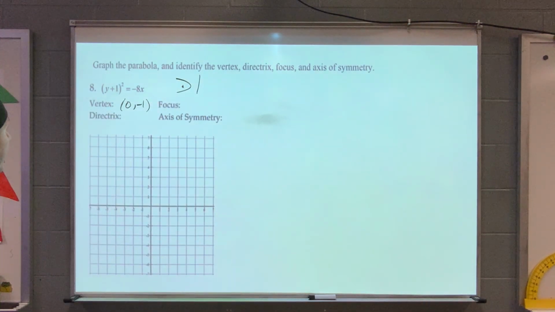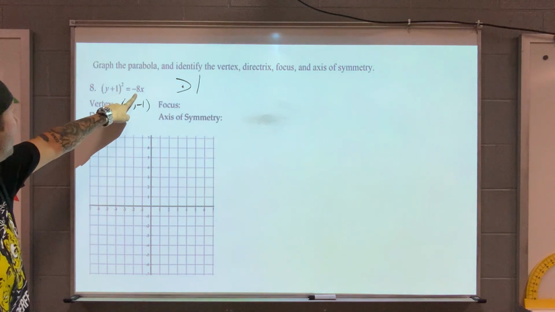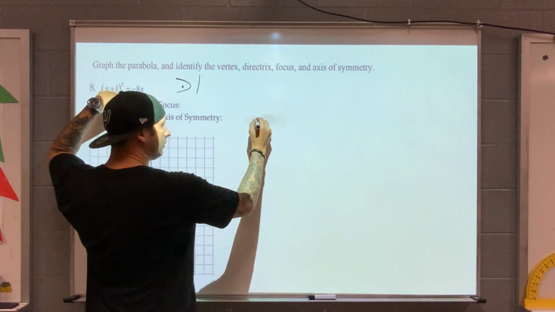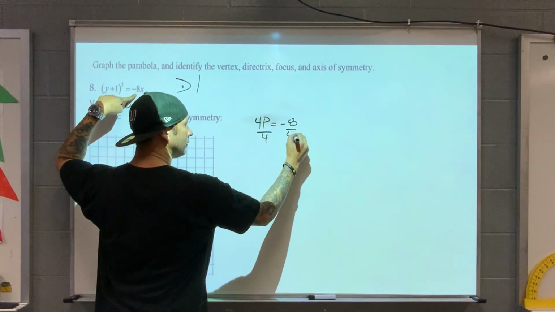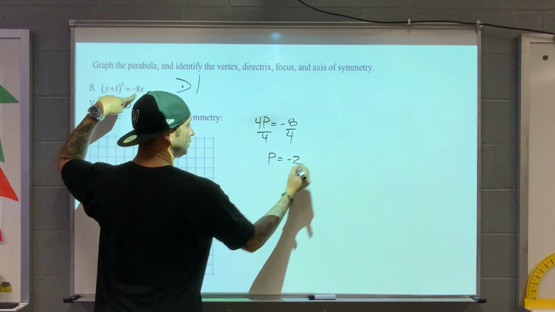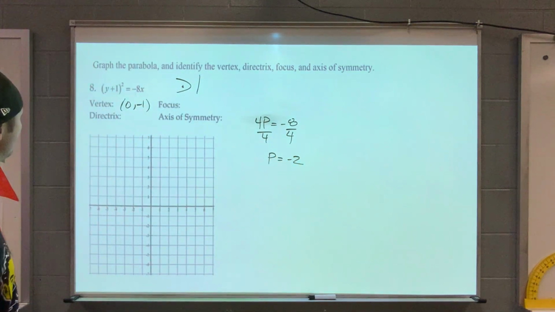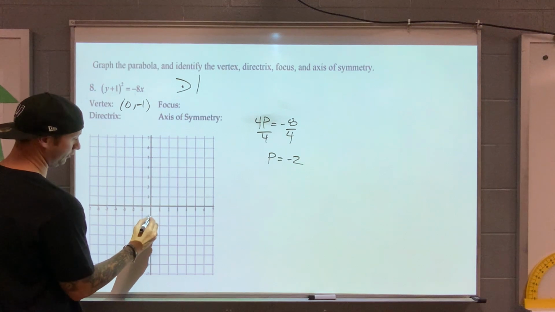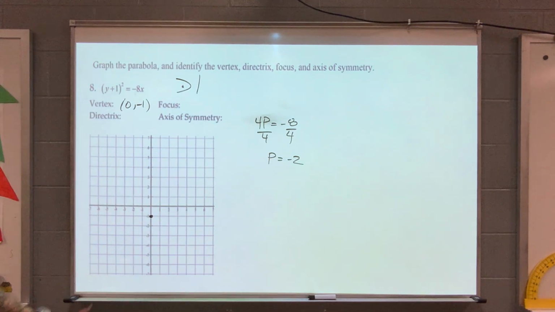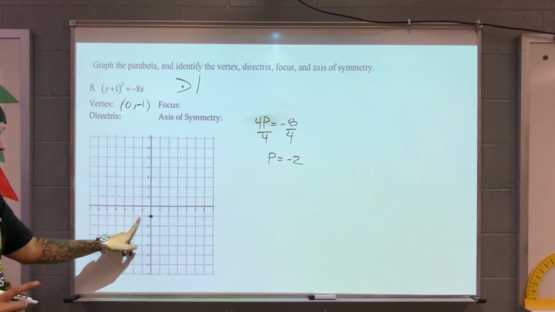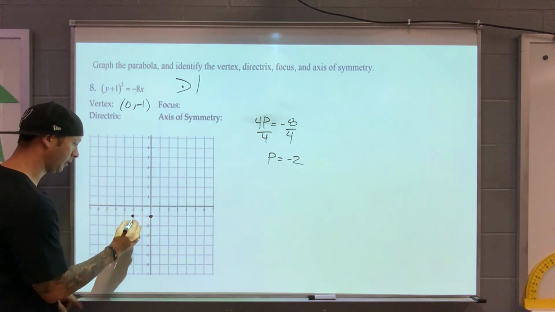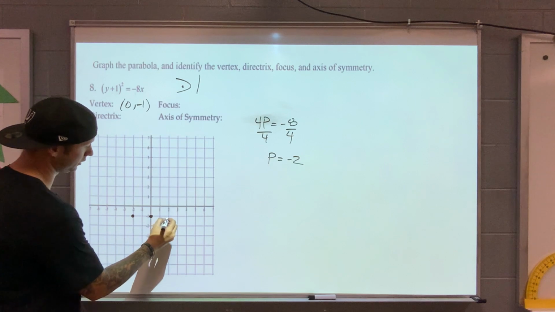All right, so let's find the distance to the focus and directrix. 4p is equal to this, -8. Divide both sides by 4. P is equal to -2. So 0, -1. It opens to the left, so I'm going to go left 2 because p is 2. 1, 2. Then to the right 2, 1, 2. This is the directrix.